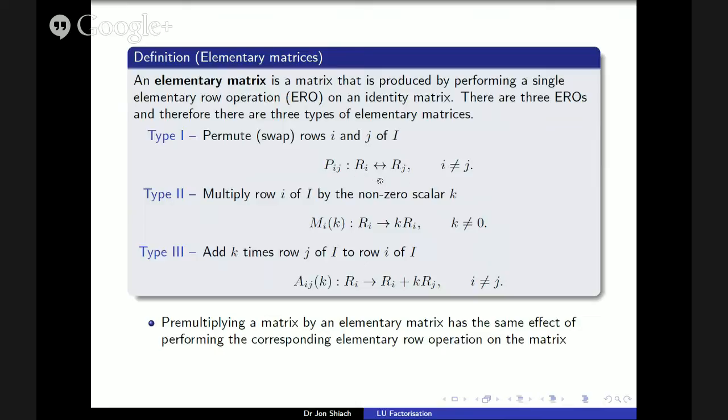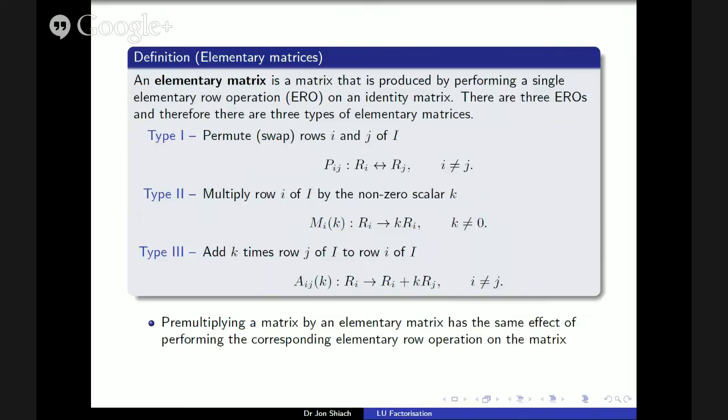and row J around. If we multiplied one of our rows in the identity matrix by a number, we're going to express this in this notation: M for multiply, I is the row we've multiplied, and K is the number we've multiplied by. So Pij is simply the identity matrix with rows I and J swapped around. Mik is the identity matrix with the row I multiplied by the scalar K.